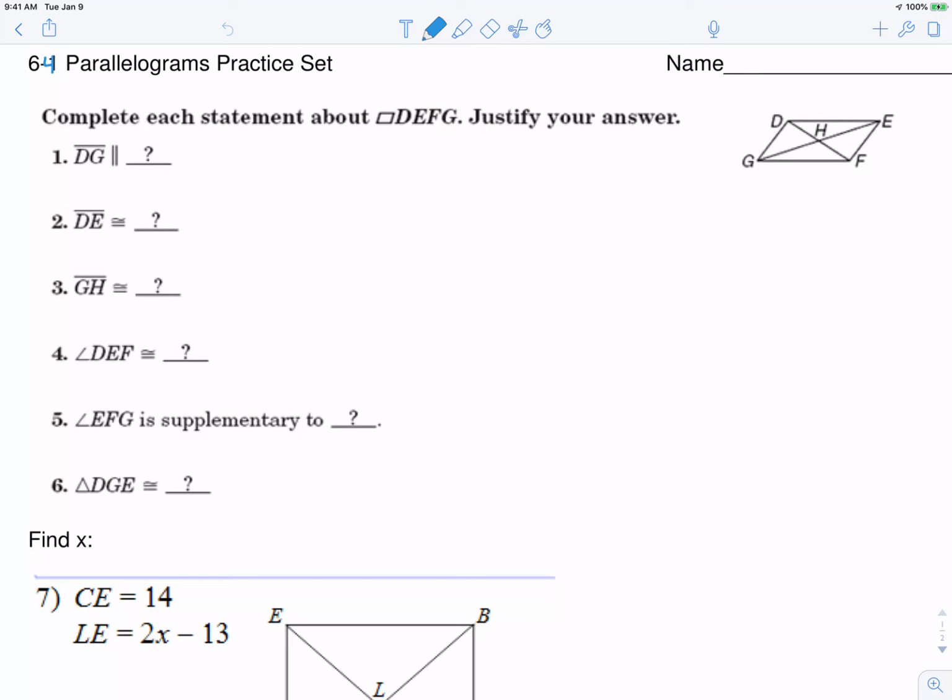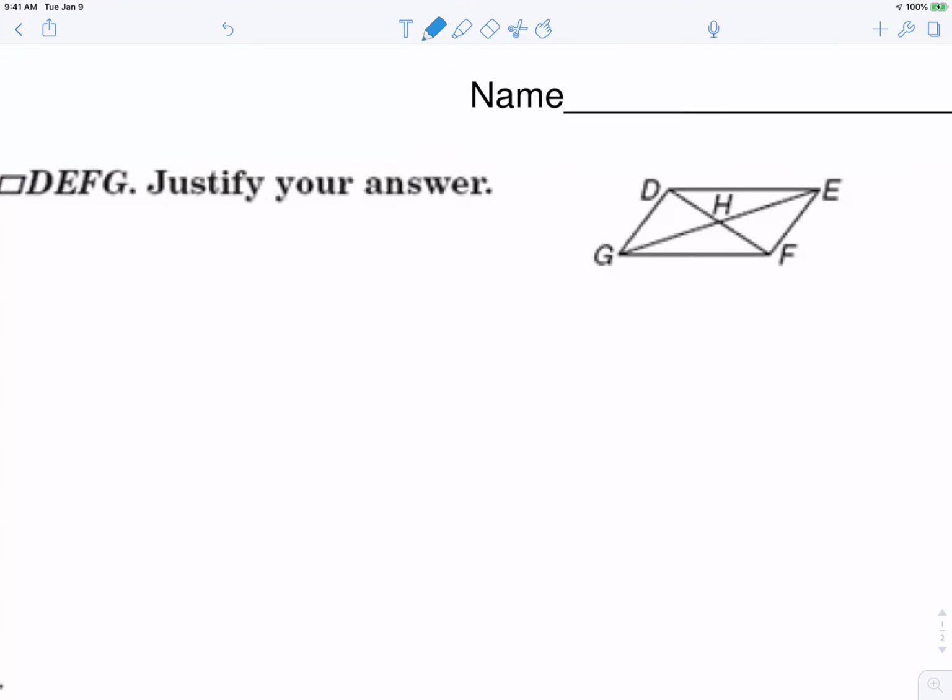Okay, here are the answers to the 6-4 parallelograms practice set. By the way, this little symbol right here, if you didn't catch on, means parallelogram. I said you didn't have to put a symbol in front of a quadrilateral, because if you use 4 letters, I know you're talking about a quadrilateral. But if you want to specify a parallelogram, you can use that little symbol right there. So this picture over here is a parallelogram.